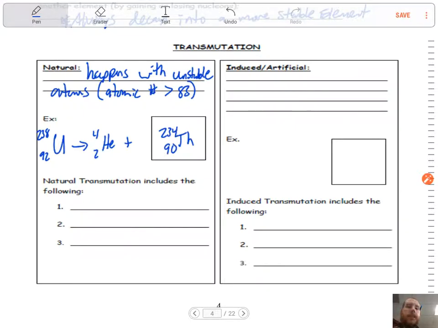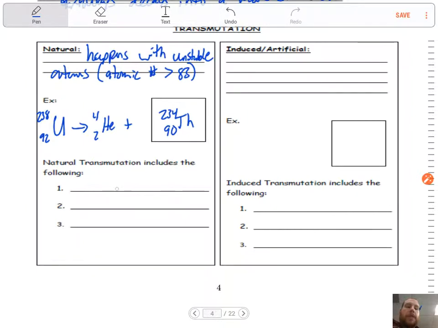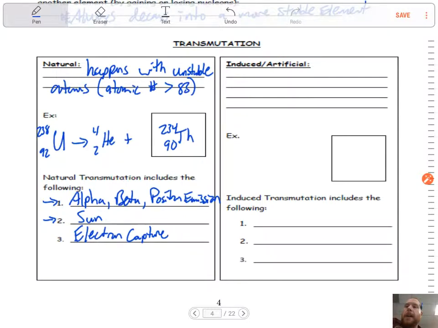There'll be more about this in the next video. So natural transmutation includes the following: alpha, beta, and positron emission. They're emitting those particles, and again, we'll talk about those particles in the next video. The sun is another great example of transmutation. Electron capture is another one. Throwing some terms out here, again, these are the big ones that we want to make sure we know, and know that the sun has nuclear chemistry happening all the time.